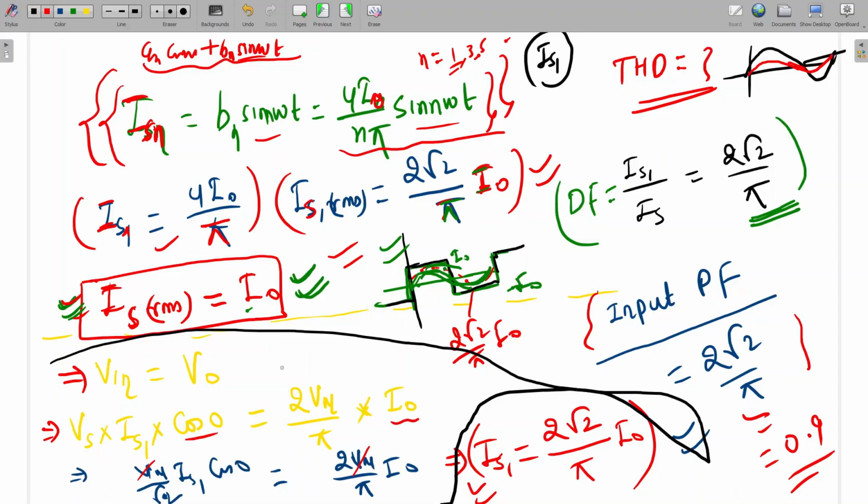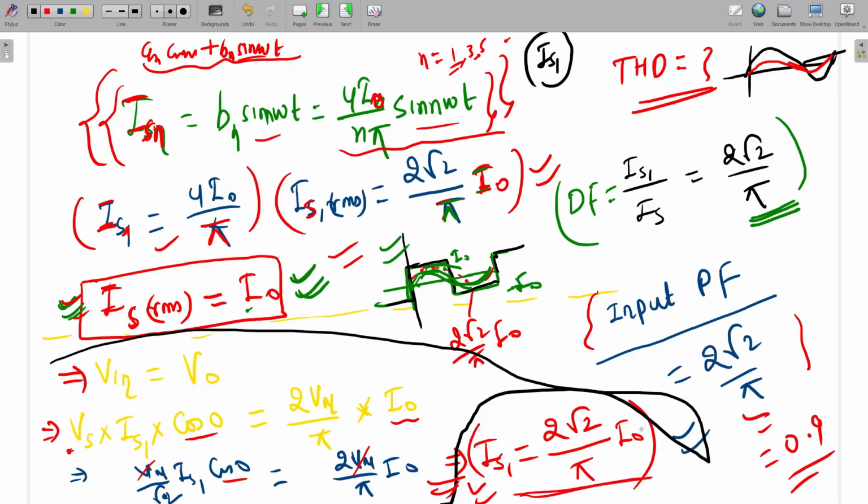The output DC voltage for this one is 2 Vm upon pi into I naught, and the source voltage RMS value we can write as Vm divided by root 2. So Vm by root 2 into I_S1 into cos 0 should be equal to 2 Vm upon pi into I naught. From here the Vm will cancel, and I_S1 will be 2 root 2 upon pi into I naught. Is it clear?